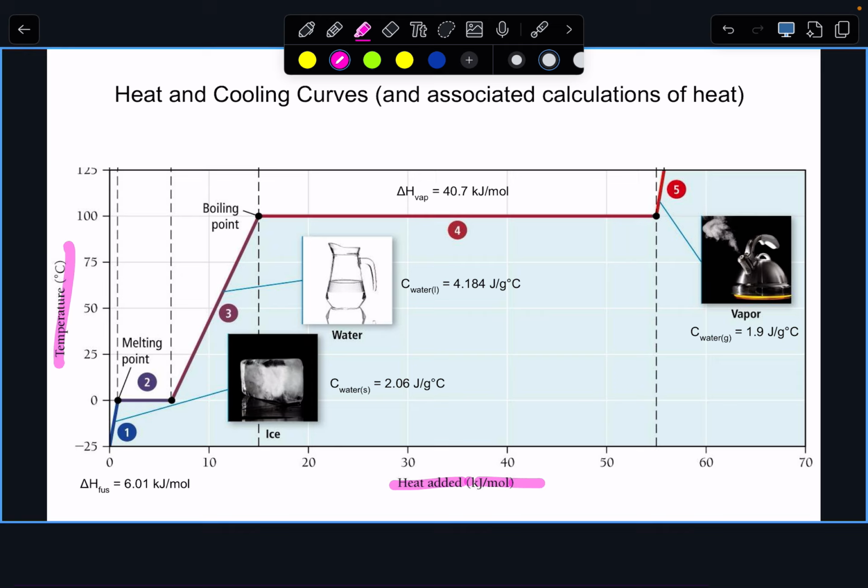Okay? So good reminder that heat and temperature are not the same thing. Heat is a type of energy, and temperature is a measure of average kinetic energy. So heat can be converted into kinetic energy. It can also be converted into potential energy.